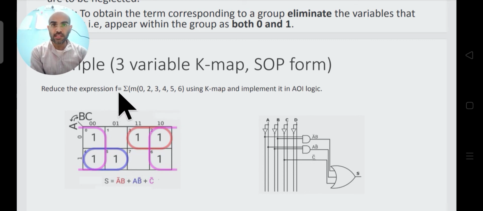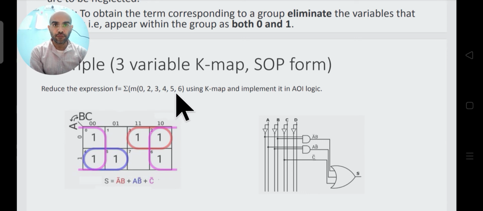In this question, it is not written anywhere how many variables there are, but you have been given terms up to 6. The highest decimal number you can see here is 6. To include that 6, suppose you take 2 to the power 2. That is 4, which is less than 6, so the K-map will not be a K-map for 2 variables. The number of variables involved will be more than 2.